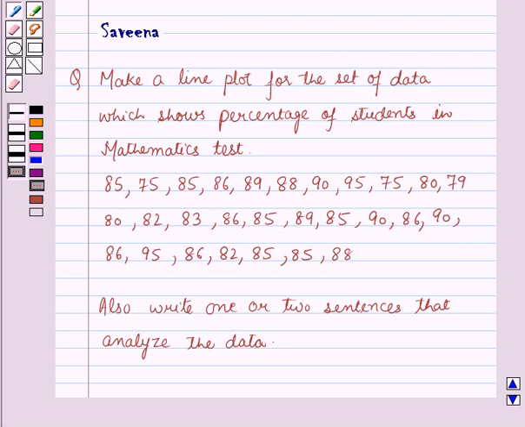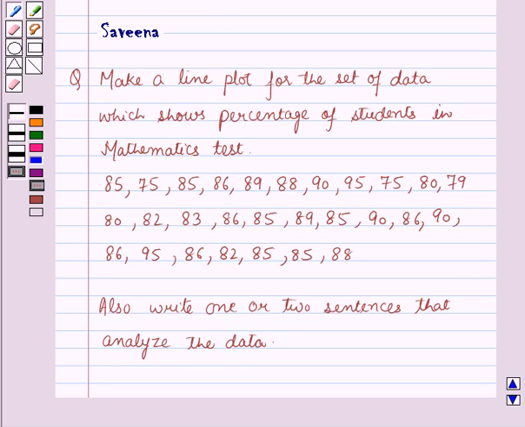Welcome to the session. In this session, we'll discuss a question which says: make a line plot for the set of data which shows the percentage of students in a mathematics test, and the percentages are given as 85, 75, 85, 86, 89, 88, 90, 95, 75, 80, 79, 80, 82, 83, 86, 85, 89, 85, 90, 86, 90, 86, 95, 86, 82, 85, 85, and 88. Also write one or two sentences that analyze the data.